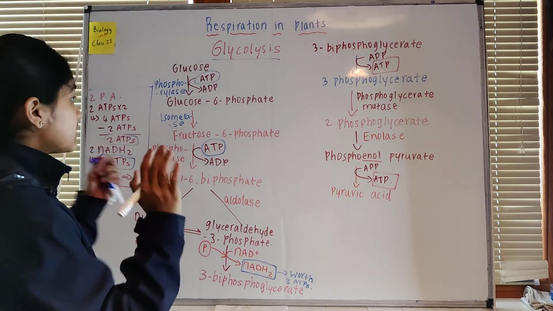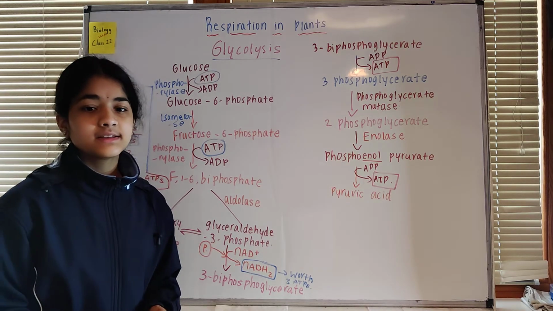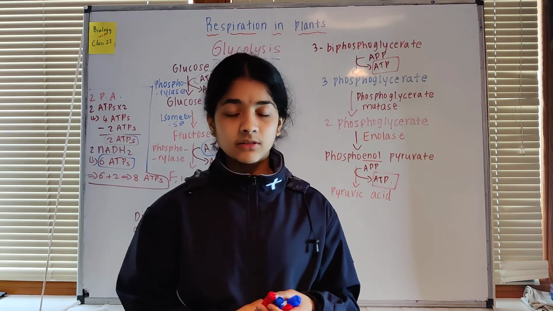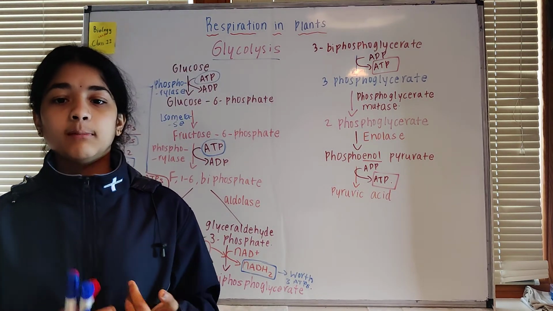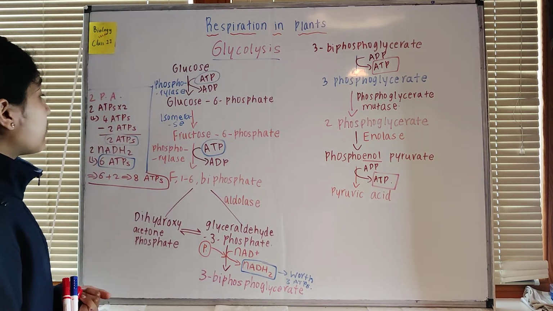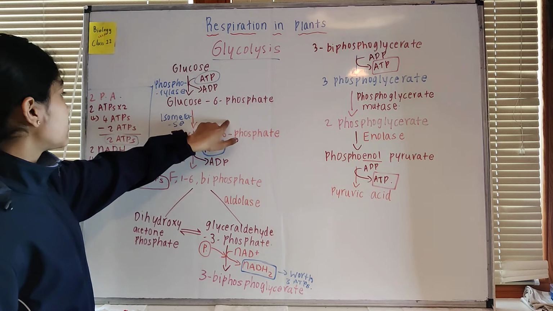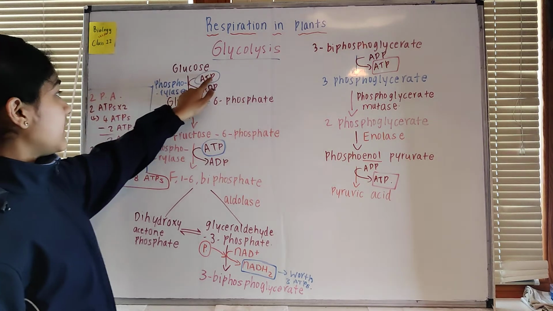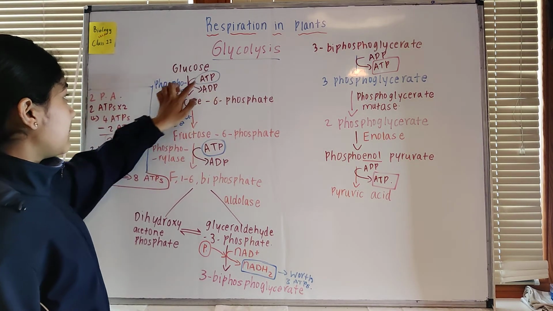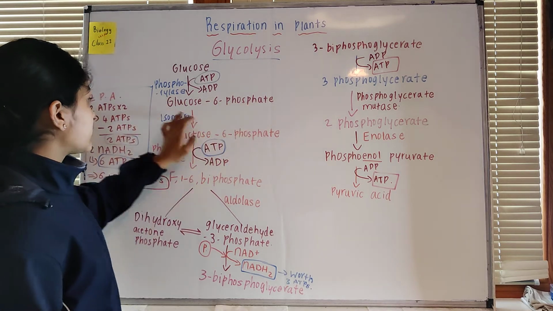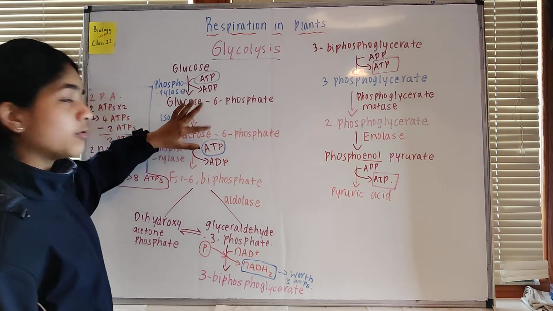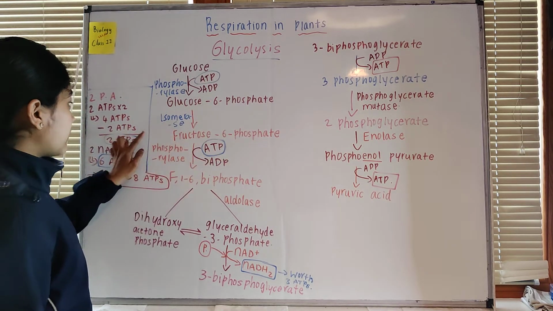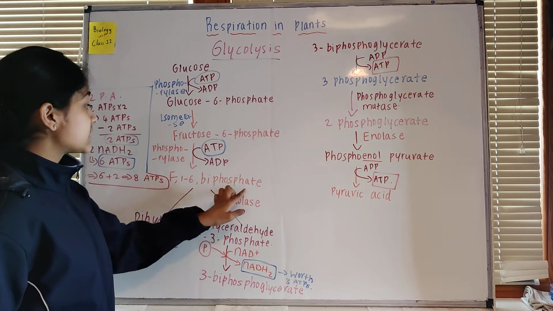Now let's recap the whole process of glycolysis. Glycolysis happens in the cytoplasm. It is an anaerobic process, and it's called the EMP pathway, given by Embden, Meyerhof, and Parnas. In glycolysis, glucose changes into glucose 6-phosphate, and this enzyme is phosphorylase, and here ATP gets reduced into ADP. ATP investment is happening. Glucose 6-phosphate changes into fructose 6-phosphate, which are isomers of each other. That's why the enzyme is isomerase, and fructose 6-phosphate converts into fructose 1,6-biphosphate.